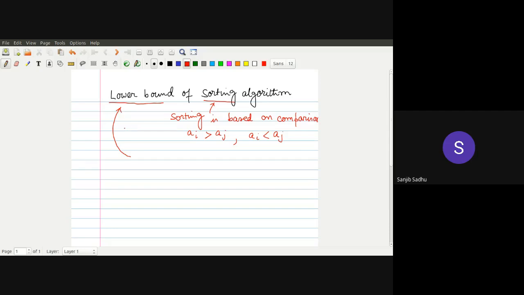for sorting a list of numbers. So that is n log n, big omega of n log n. It will be at least n log n. So we have to prove it.